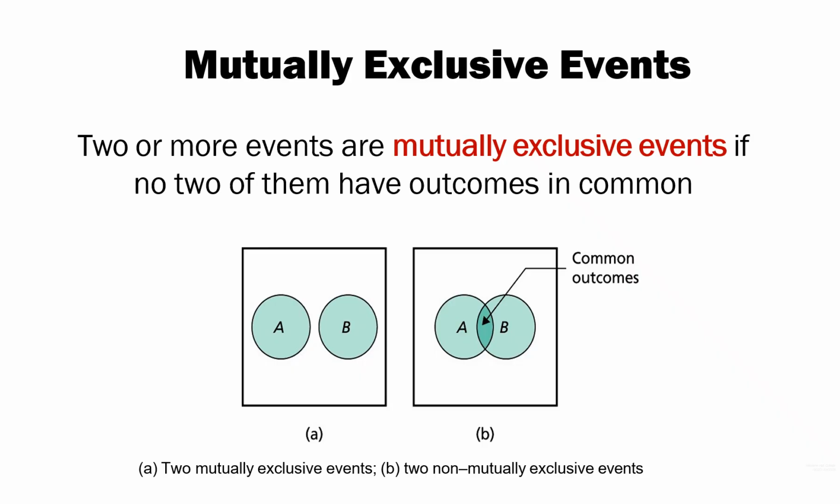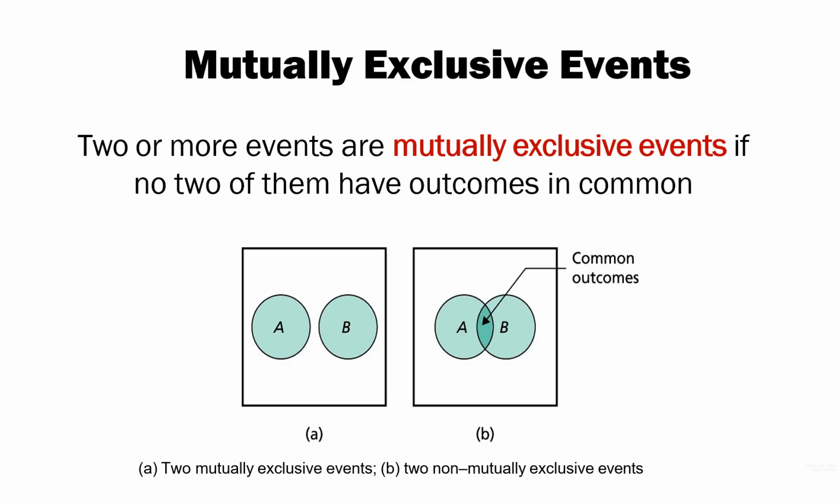This is one of the most important concepts in probability that will help you when you are solving problems in the future. We're going to talk about mutually exclusive events. 2 or more events are mutually exclusive events if no 2 of them have outcomes in common.